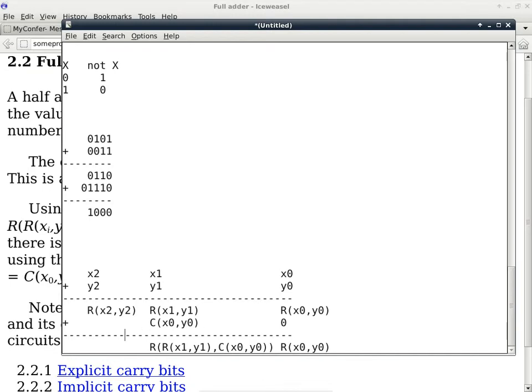Okay. What should go here? Yeah. Now this is really interesting because we got two sources to get into this carry, right? Because the first carry comes from x1, y1. So c, x1, y1 is the first reason why this might be a 1. But there's a second one.